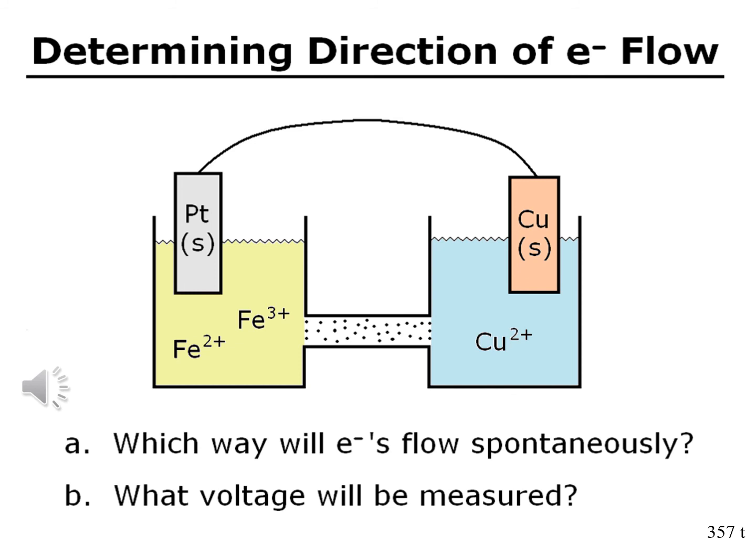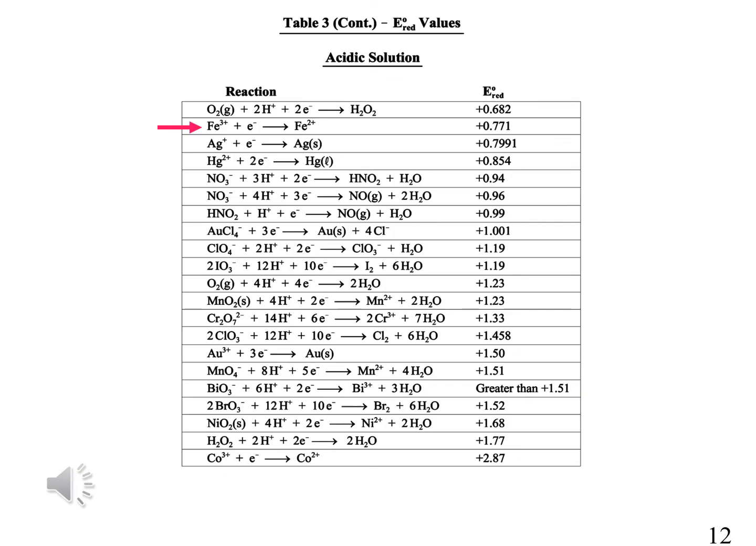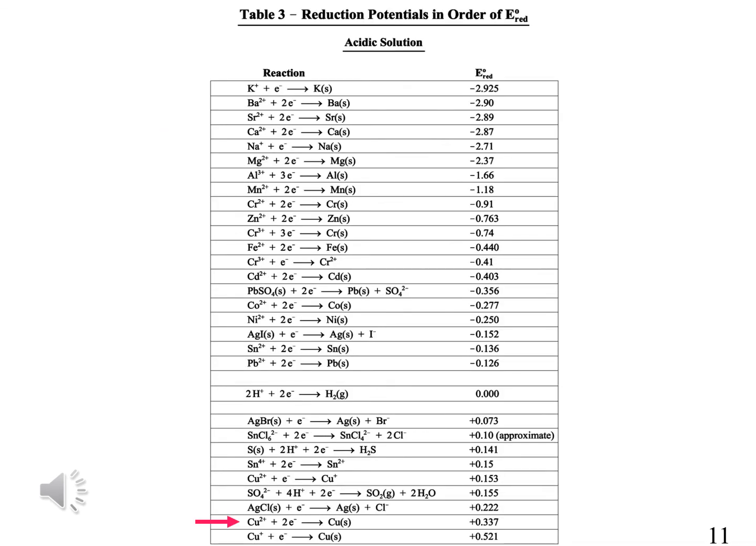So let's look at how you would do this. You first have to find a half reaction for each side of the battery. So you need one with iron and one with copper. The iron half reaction is at the top of page 12. And the copper half reaction is at the bottom of page 11.